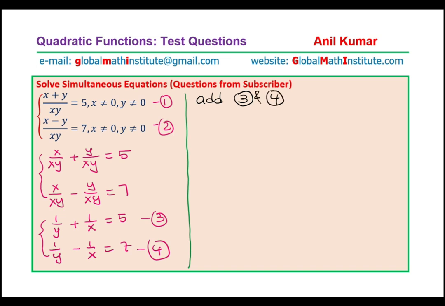So if I add, you get 2 over y equals 7 plus 5, 12. Correct? So 2 over y is 12. So we can cross multiply. So 2 over 12 is y, which is 1 over 6. So the y value is 1 over 6. We can now get the value of x by substituting the y value of 1 over 6.